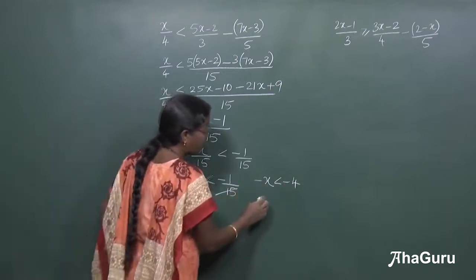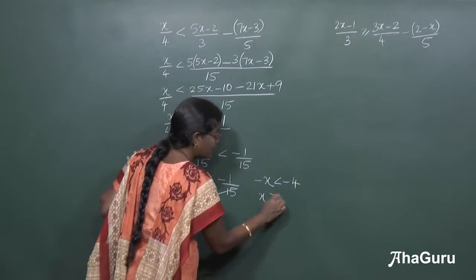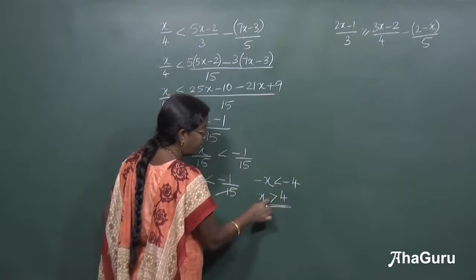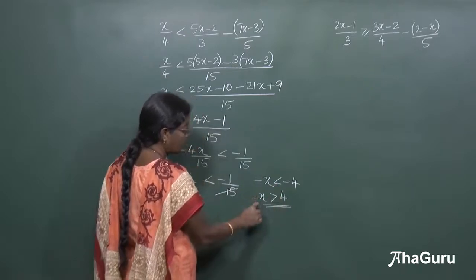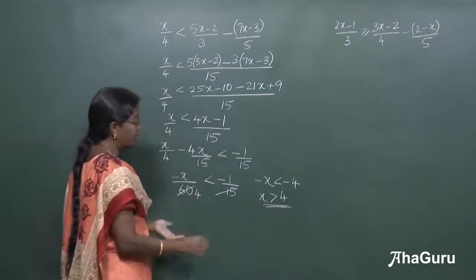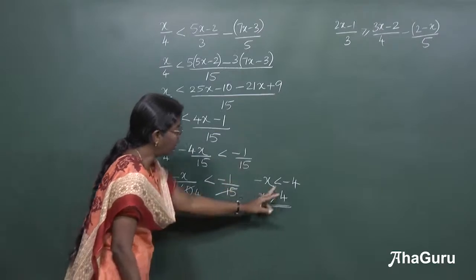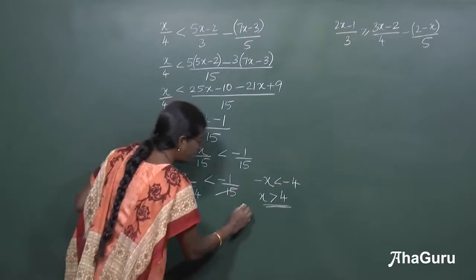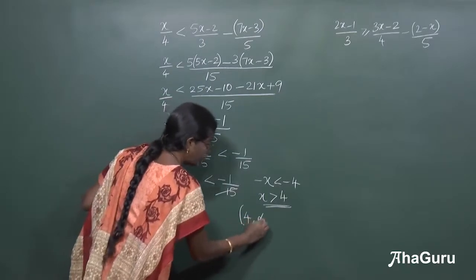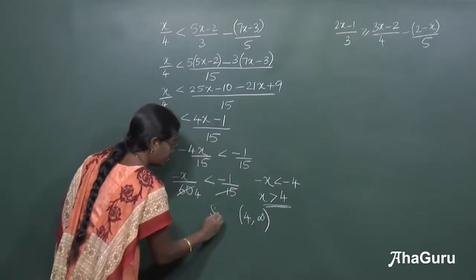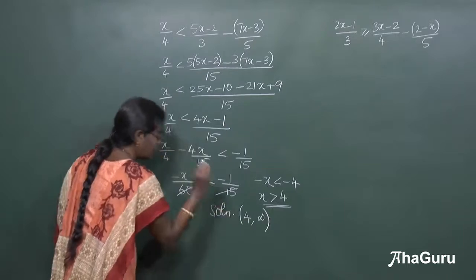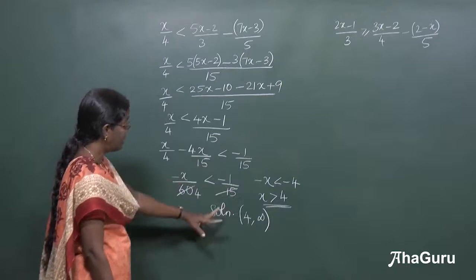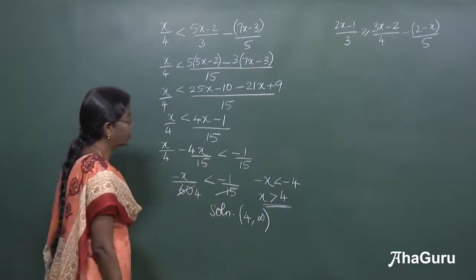Now, multiply by minus 1, you get x to be, the inequality will change, negative less than will become a greater than sign. So the final solution will be all real values of x which are greater than 4, or the solution will be 4 to infinity. The solution here will be the open interval, since it is a strict inequality. The final solution will be 4 to infinity.